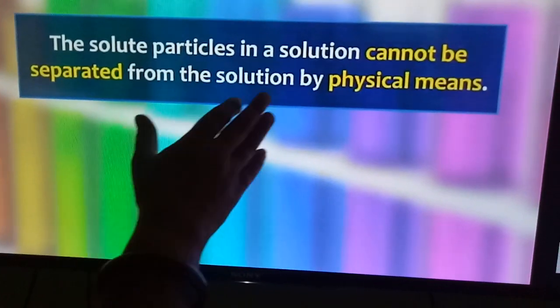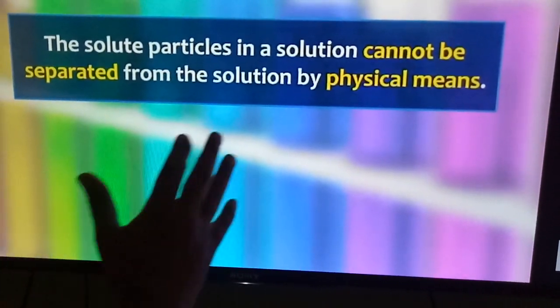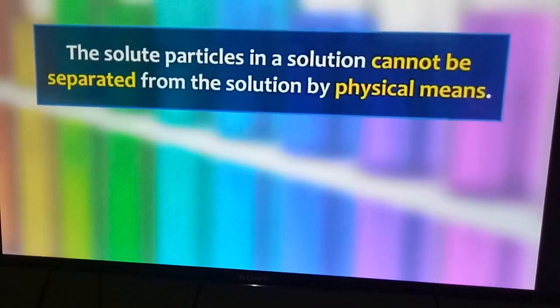Now, the solute particles in a solution cannot be separated from the solution by physical means.